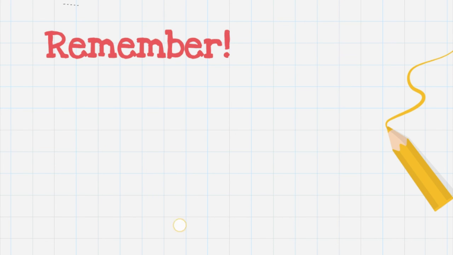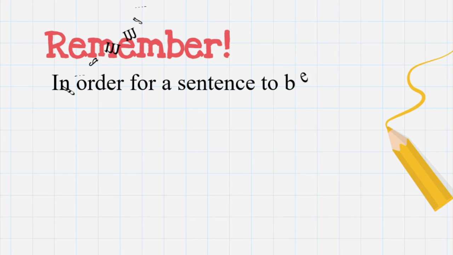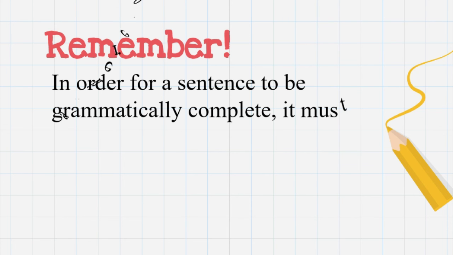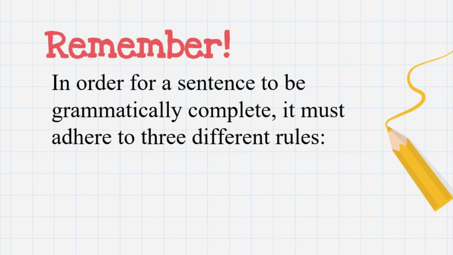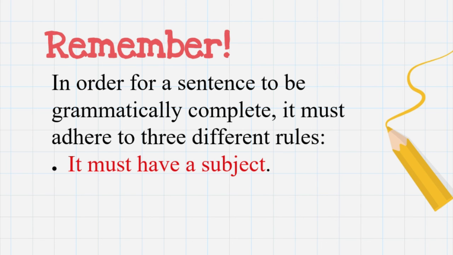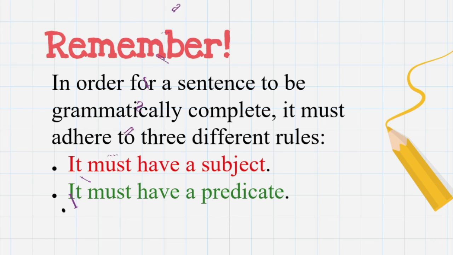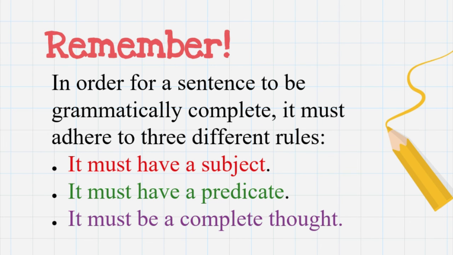Remember, in order for a sentence to be grammatically complete, it must adhere to three different rules. First, it must have a subject. Next, it must have a predicate. And lastly, it must be a complete thought.